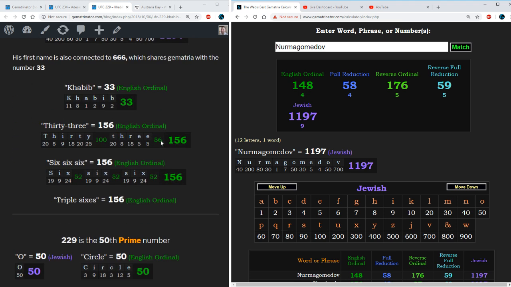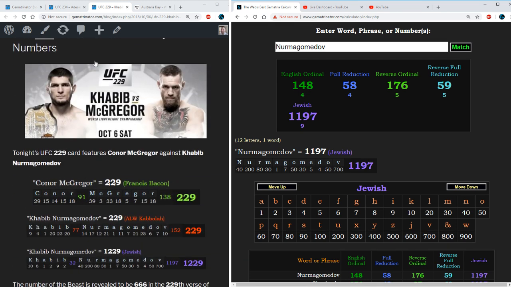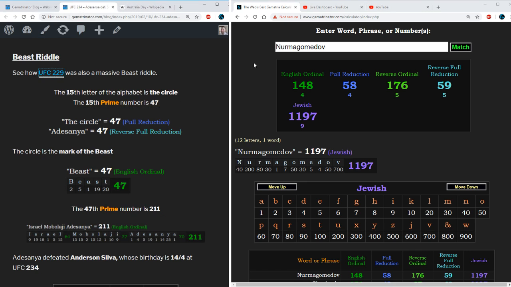So UFC 229, undoubtedly a ritual in relation to the number 666. And we see this with the number 234 as well. Think about the number 234. If you add it to its inverse, 432, you get a sum of 666.